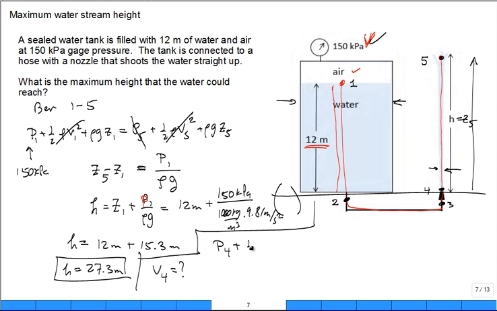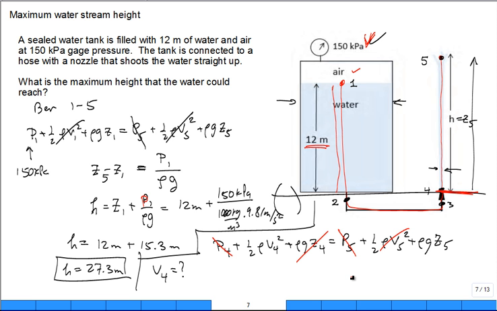P4 plus 1/2 rho V4 squared plus rho g Z4 is equal to P5 plus 1/2 rho V5 squared plus rho g Z5. Now, which term is 0? How about the pressure at 4? It's 0. They're the same gauge pressure. It's atmospheric pressure, so 0 gauge. We're looking for V4. How about Z4? Well, that's where we start our reference measurement. So that's 0.